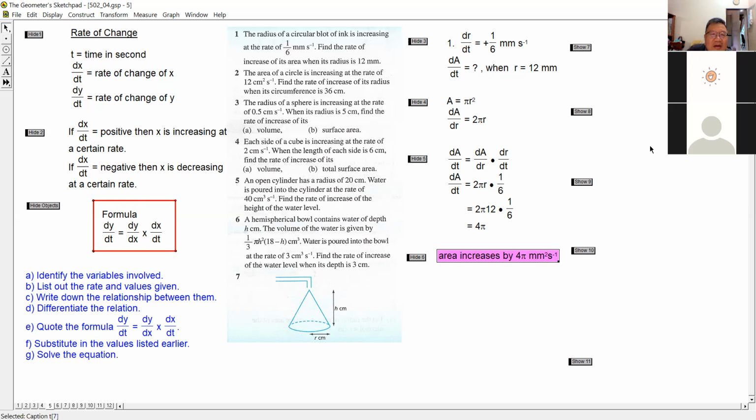dA over dt, yes, and dr over dt, yes. When its circumference is 36. Okay, so they introduce one more variable there. The circumference is 36, right? Okay, very good. You know what to do already.